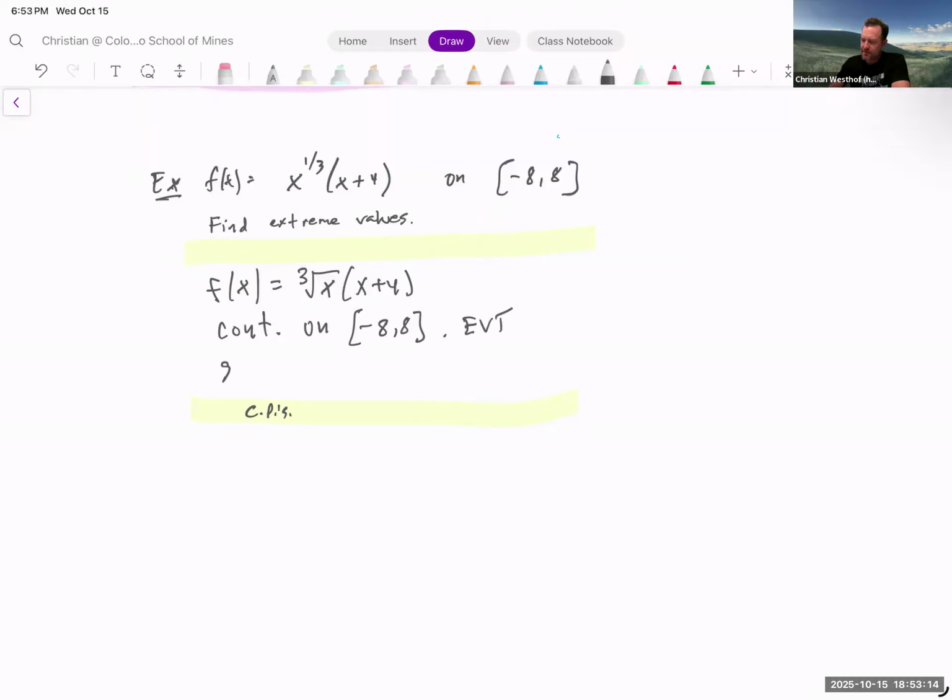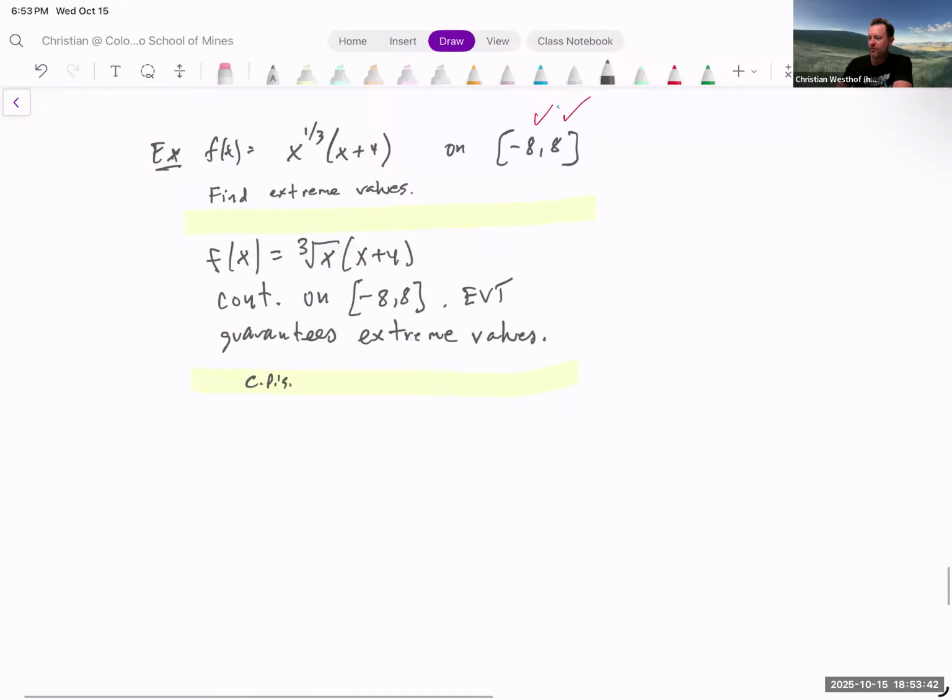The extreme value theorem guarantees extreme values, both an absolute max and absolute min, or global max and global min. The global max and global min are going to happen at either -8 or 8 for the endpoints, or they'll happen at critical points. We need to find critical points. The critical point process is something you've done before.